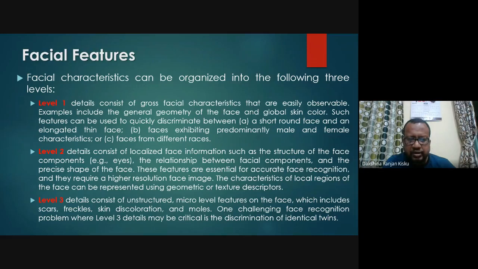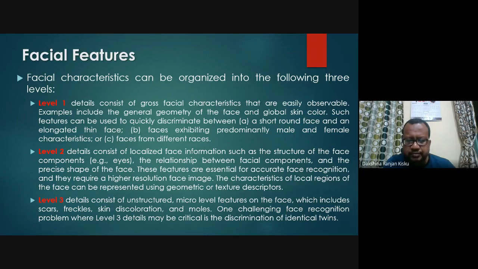Okay, now what are level 2 facial features? So level 2 facial features consist of localized face information, such as the structure of the face components like eyes, and the relationship between facial components. Here facial component means the eyes, nose and mouth, and the precise shape of the face. These features are essential for accurate face recognition, and they require a higher resolution face image. Basically here we consider the relationship between different facial components or different major facial features.